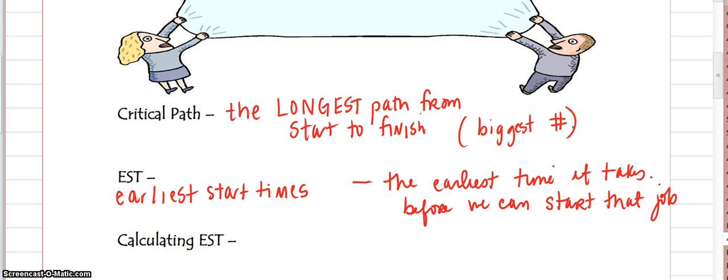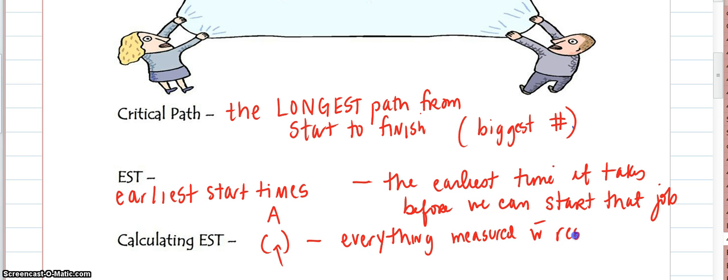When we calculate earliest start times, we put parentheses under the letters, and we put our number inside of there, and everything gets measured with respect to time 0.